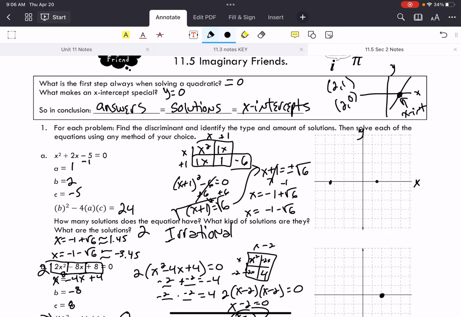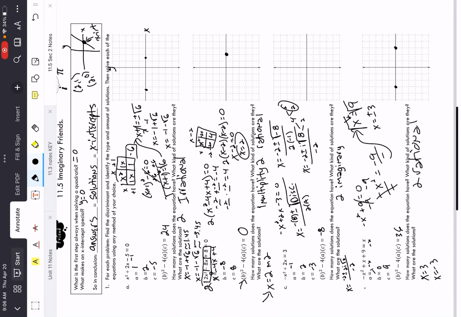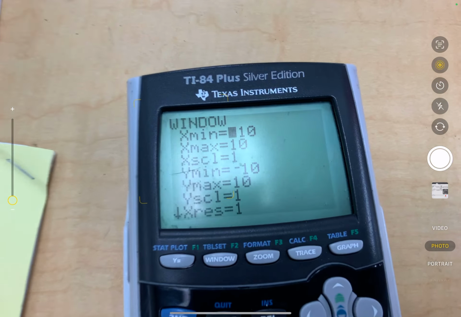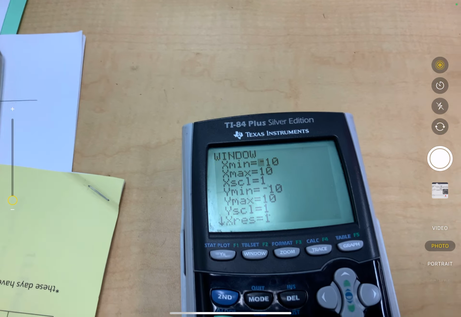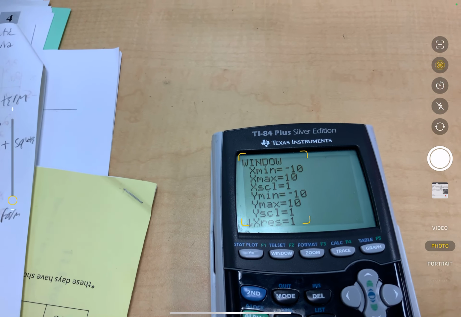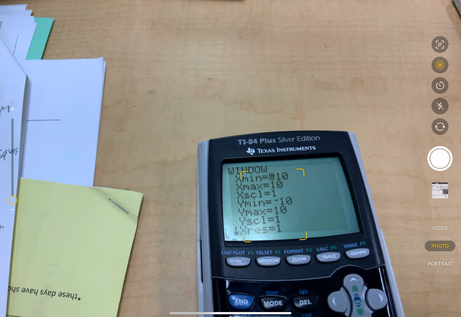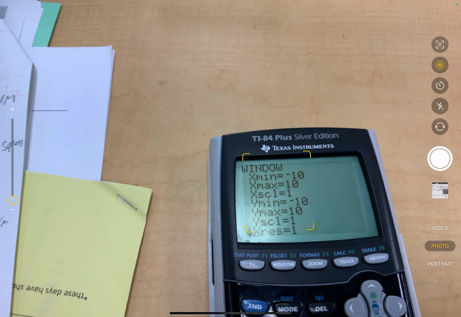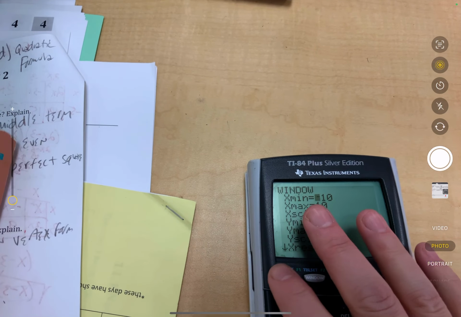Let me see. I want you to make sure your window looks like mine here. Can you guys see that okay? I'm trying to hold my camera while I'm screen recording. Okay, you're good? Okay, now go to y equals.